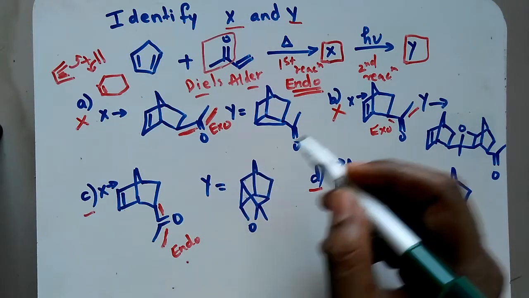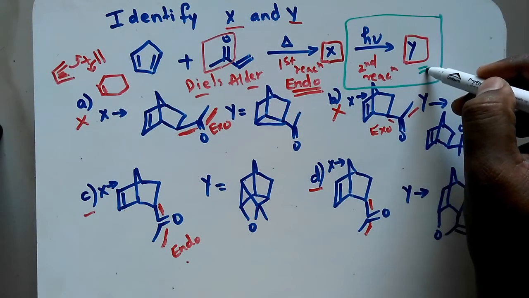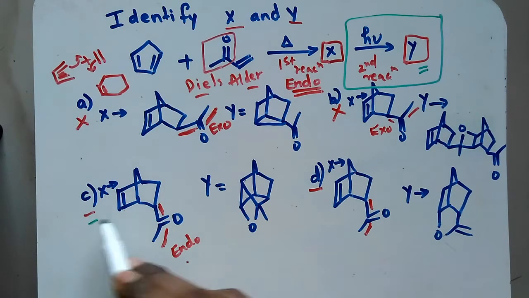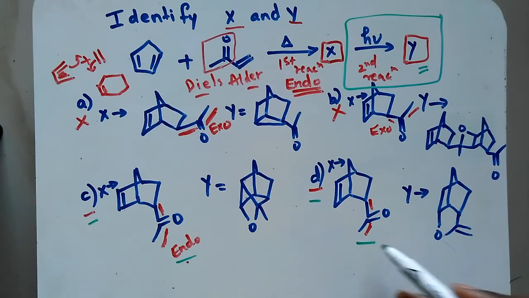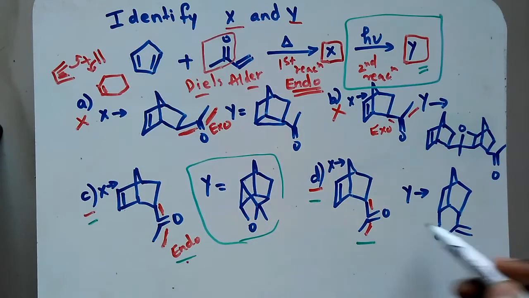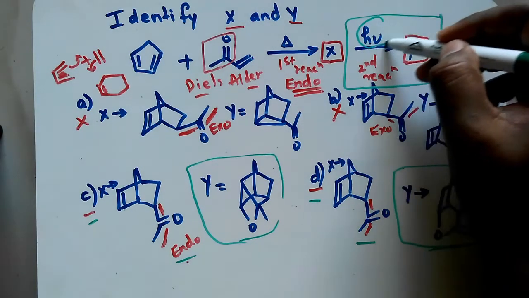The next part is the second reaction. We have the product that we should get, which is Y. So either it can be option C or option D, because both are showing the endo product. The next case is we are concerned about Y. Y is given as follows. The condition is h nu.